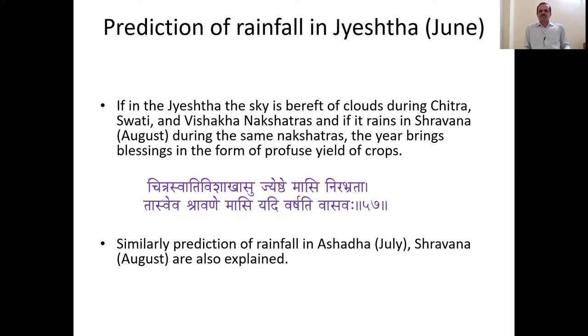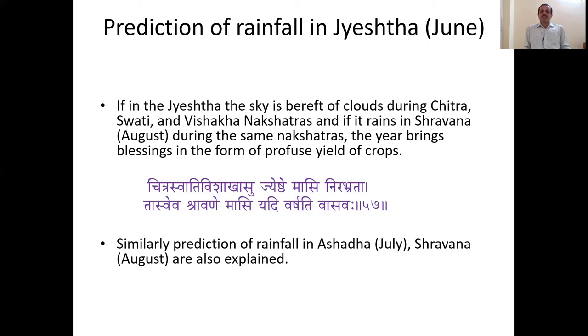If in the Jyeshtha Masa, that is June month, the sky is bereft of clouds during Chitra, Swati, and Vishakha nakshatras, and if it rains in Shravana, that is August, during the same nakshatras, the year brings blessings in the form of profuse yield of crops. Chitraswati Vishakhasu Jyeshthe Masi Nirabhrata, Tasyaiva Shravane Masi Yadi Varshati Vasavaha.